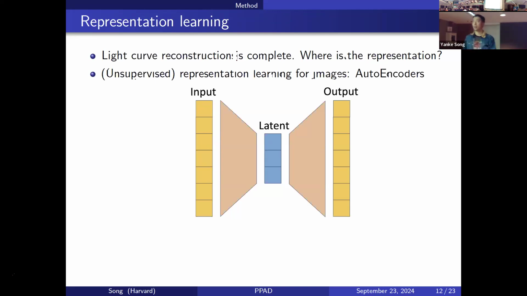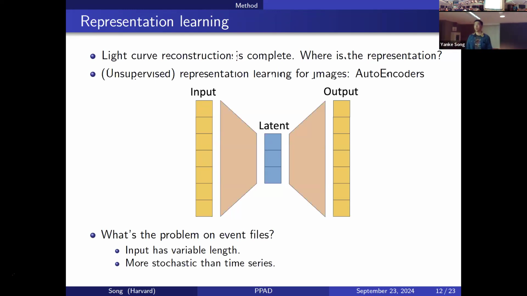So the question is, can we take, for example, the autoencoder into our framework where we instead operate on the event files and light curves? And it turns out it's not direct because, first of all, our input, which are the event files, has very different lengths. In images, all images are of the same size and resolution, but in our case, the event files have very different photon counts. So the input is variable length, but someone might ask, we can obviously use an RNN, a recurrent neural network, for input of different length, right?